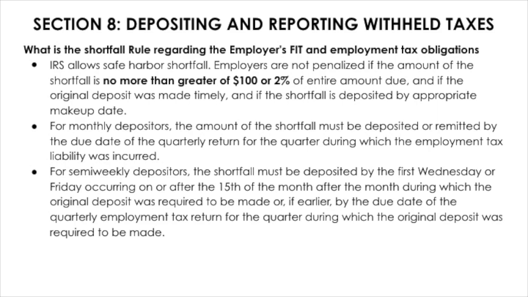So for monthly depositors, the amount of the shortfall must be deposited or remitted by the due date of the quarterly return for the quarter during which the employment tax liability was incurred. For semi-weekly depositors, the shortfall must be deposited by the first Wednesday or Friday occurring on or after the 15th of the month after the month during which the original deposit was required to be made, or if earlier, by the due date of the quarterly employment tax return for the quarter during which the original deposit was required to be made.